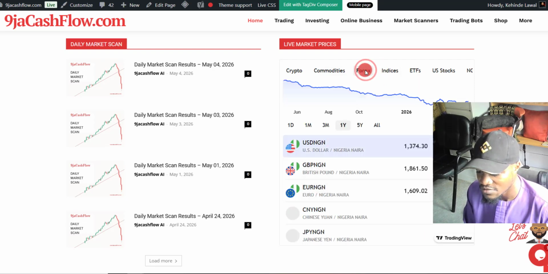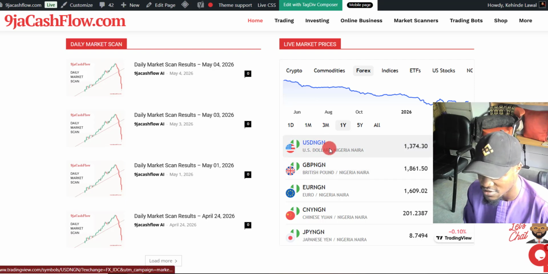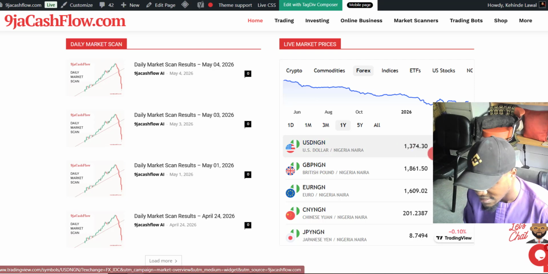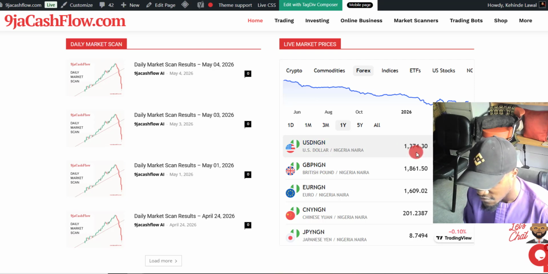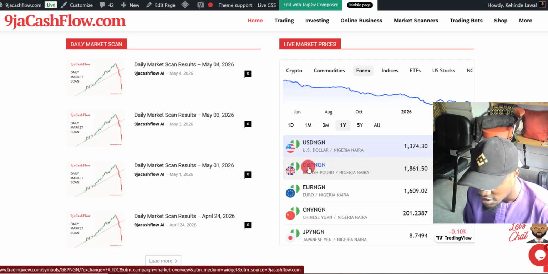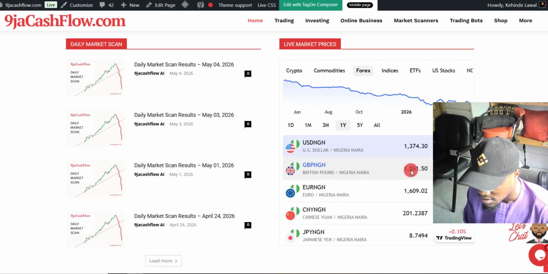At the forex side, we see forex pairs. This is USD NGN. This is the price of naira, of 1 USD in naira. That is 1374. Okay, we have GBP NGN. So 1 GBP is 1861. 1 euro is 1006.